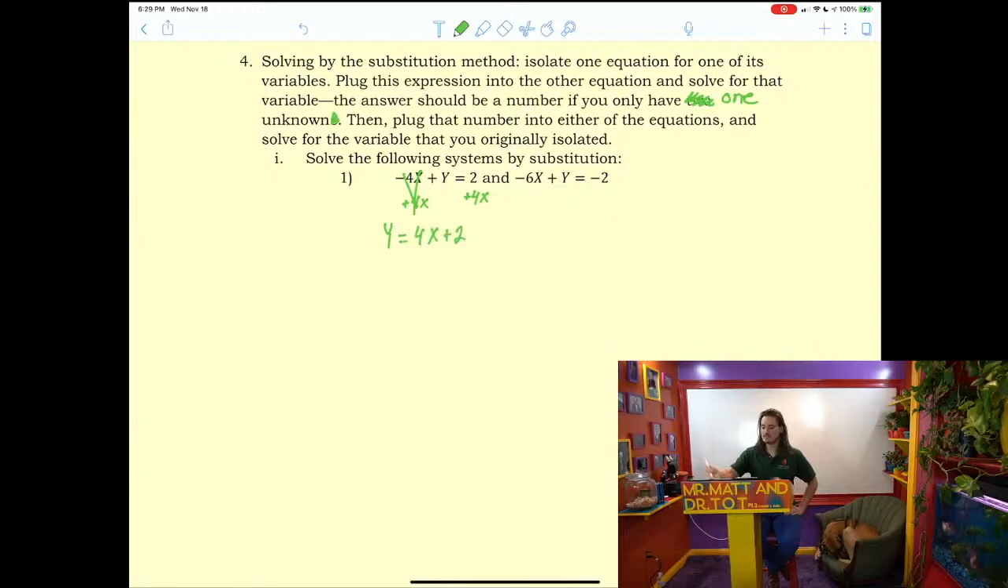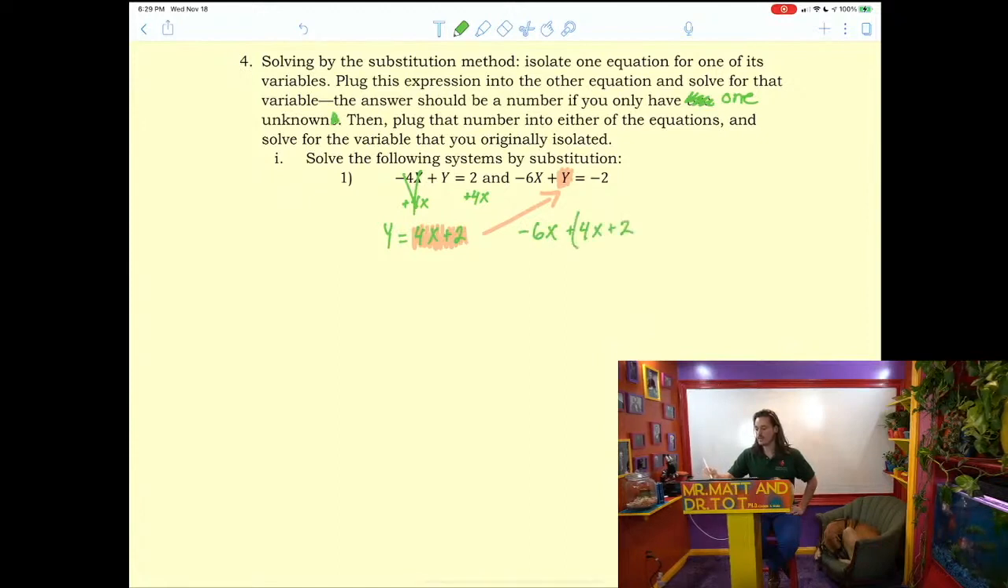So that means wherever I see y in the second equation, I know what y is equivalent to. Y is equivalent to 4x plus 2. So I'm going to substitute that expression into the second equation. So I'm going to get negative 6x plus (4x plus 2).